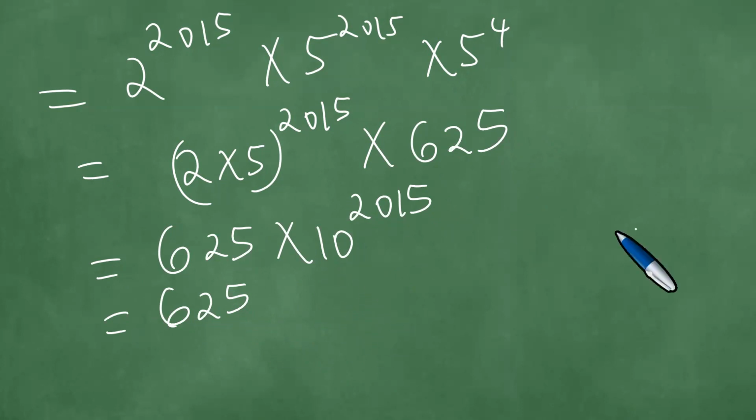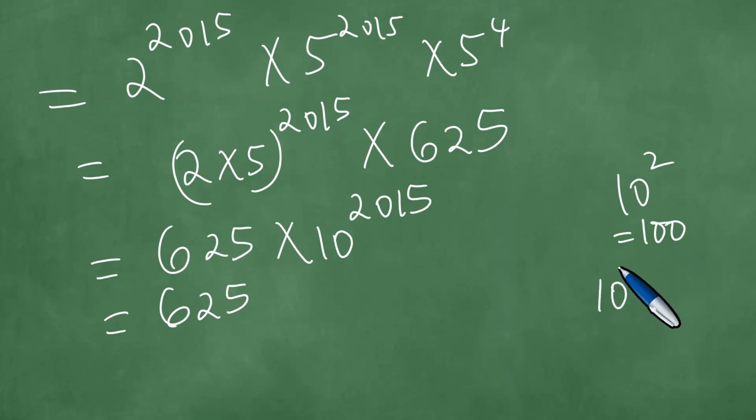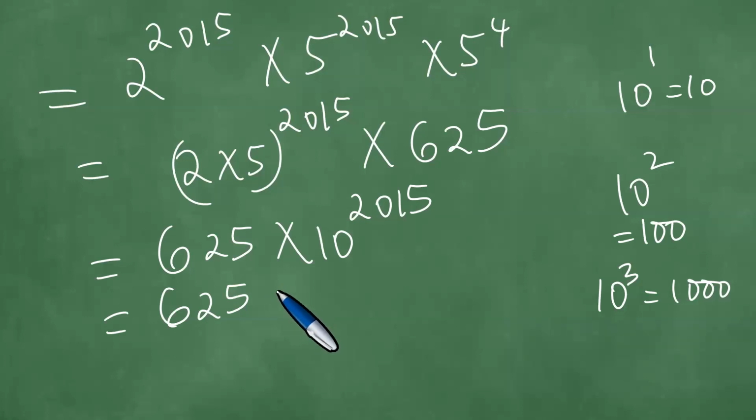Okay, right. So what is 10 to the power 2? 100. 10 to the power 3? 1,000. So 10 to the power 3 has 3 zeros. 10 to the power 2 has how many zeros? 2 zeros. And 10 to the power 1 has how many zeros? 1. So 10 to the power 2015 is going to have how many zeros? Exactly 2015 zeros.